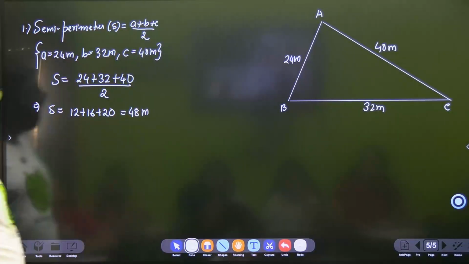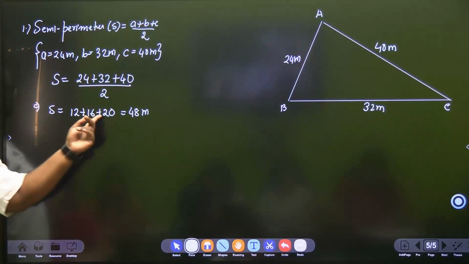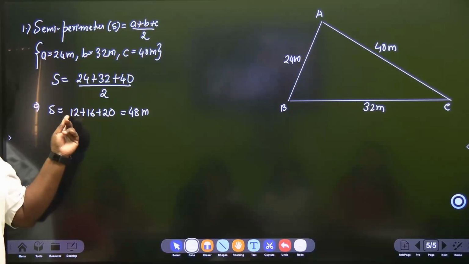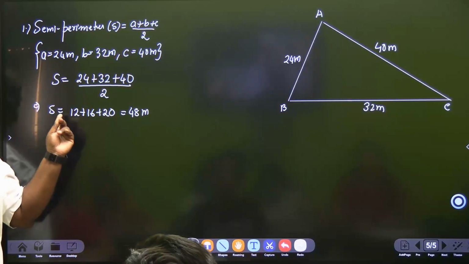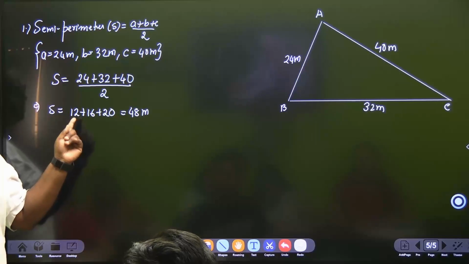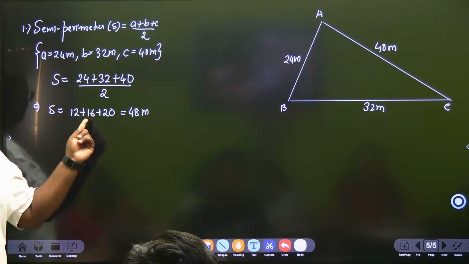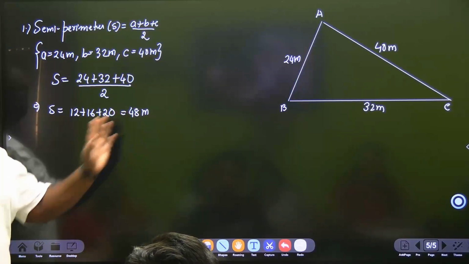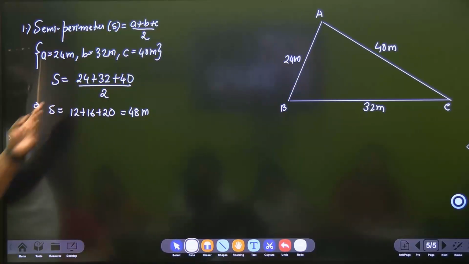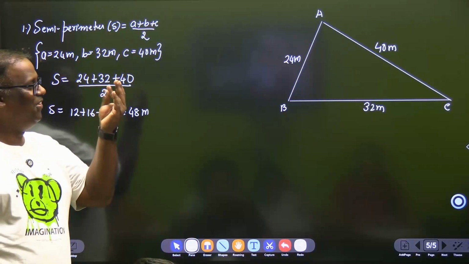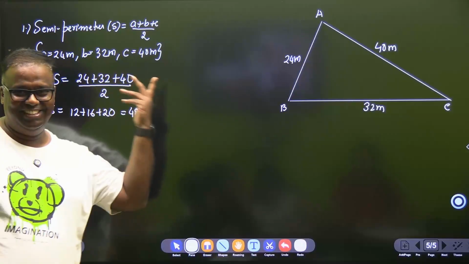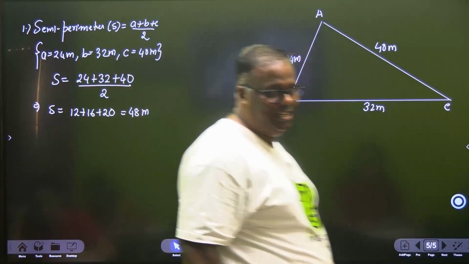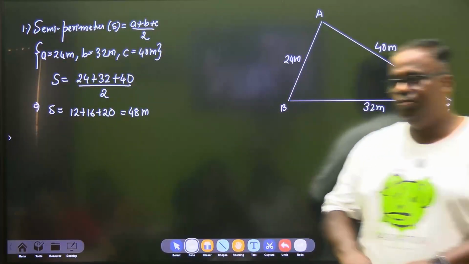Jaldi jaldi hua. Did you see how we did it? 20, 20 plus 10, 30. Add another 2, 32. 32 plus 10, 42. Add another 6, 48. Otherwise, here Mishka would be doing it the long way, and then you'll get an answer. Chalo, S tak nikal gaya aapka. S aa gaya beto, all of you.